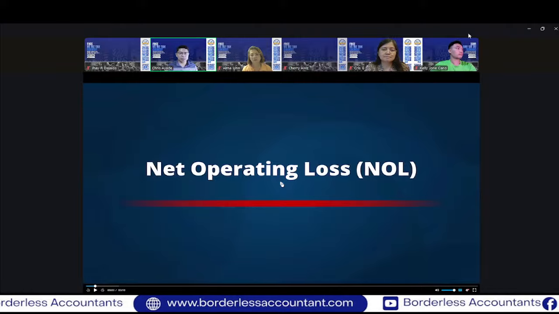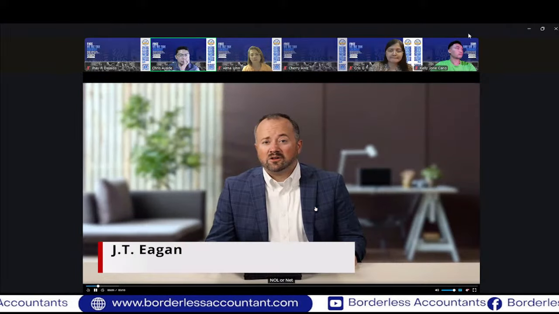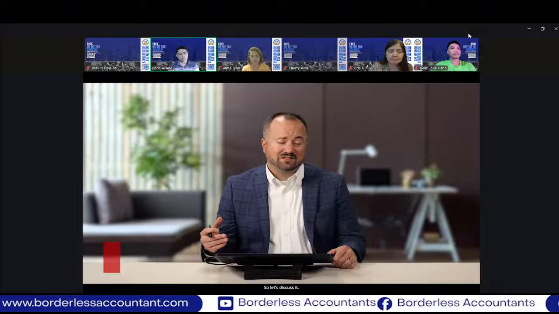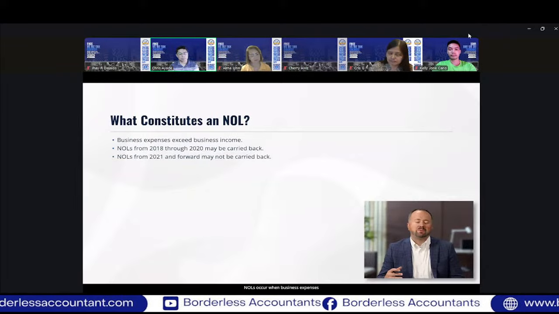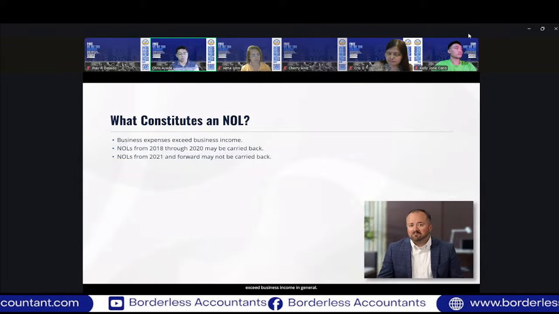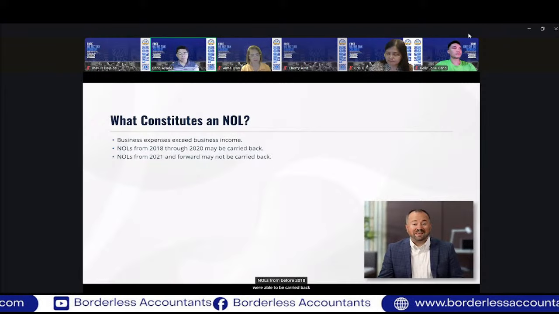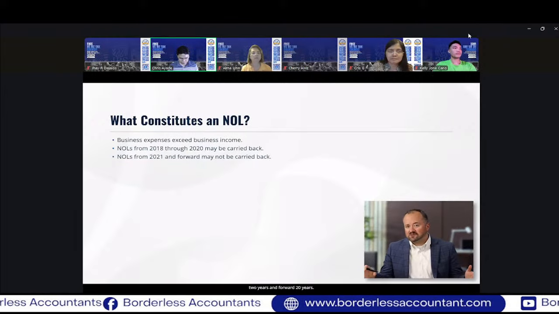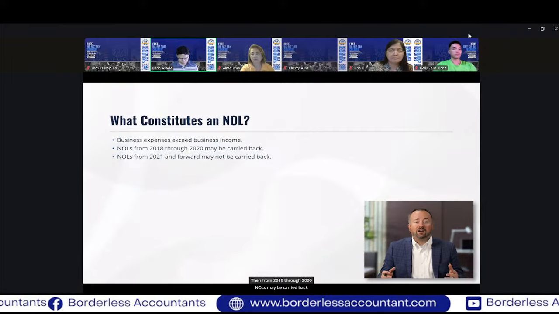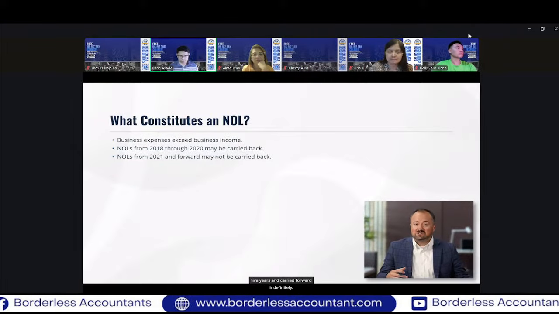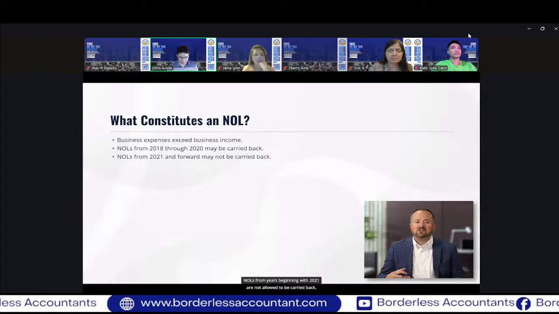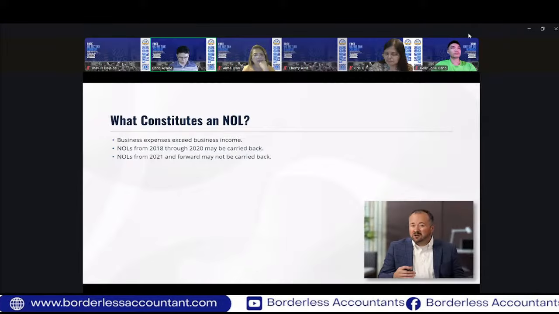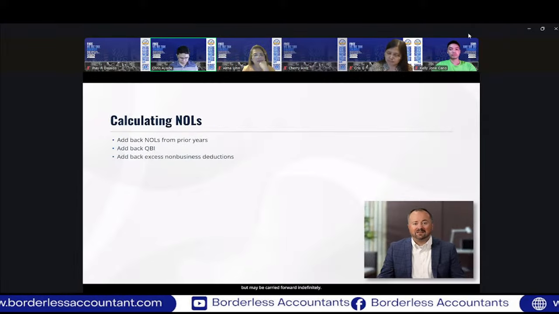All right, let's move on to net operating loss. An NOL, or net operating loss, is a powerful attribute for a company. So let's discuss it. NOLs occur when business expenses exceed business income. In general, NOLs from before 2018 were able to be carried back 2 years and forward 20 years. Then from 2018 through 2020, NOLs may be carried back 5 years and carried forward indefinitely. NOLs from years beginning with 2021 are not allowed to be carried back, but may be carried forward indefinitely.